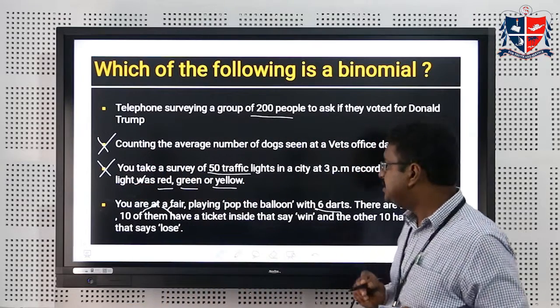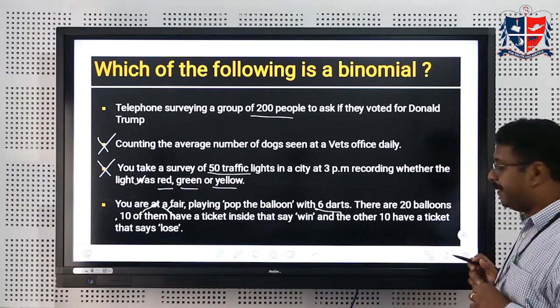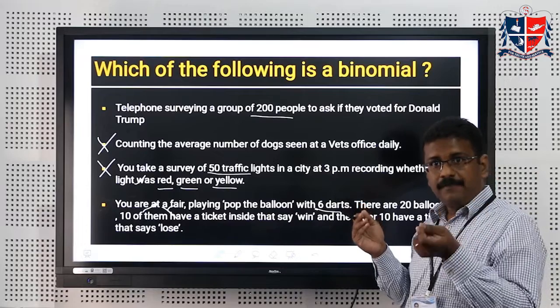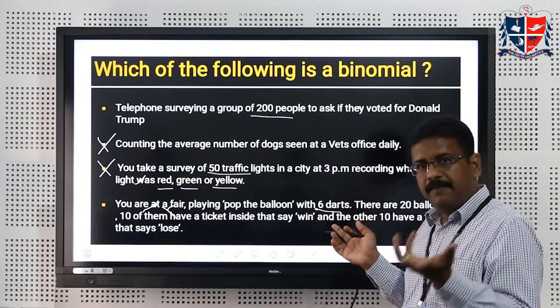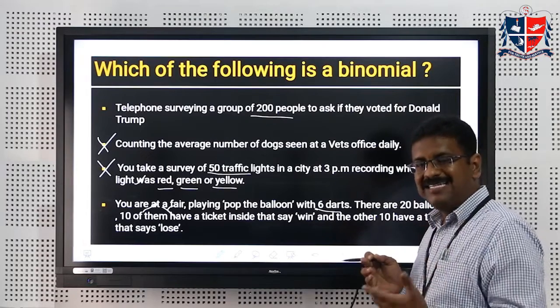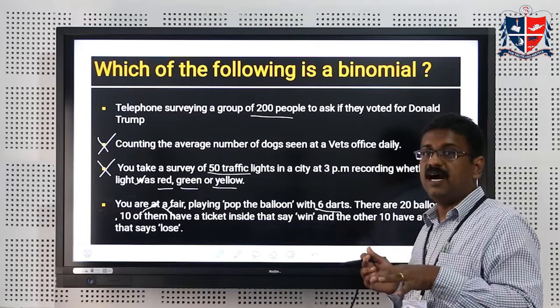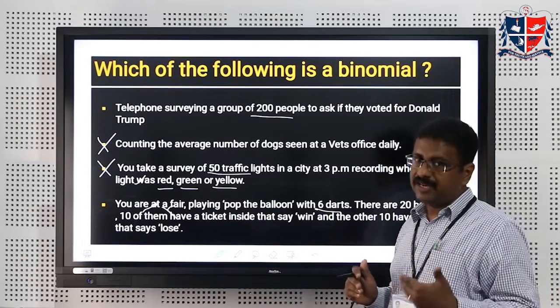The last one is, you are at a fair playing pop the balloon with 6 darts. When you pop the balloon with a dart, the balloon would burst and a ticket would fall out. The ticket could say win or lose. So again, you have 2 possible outcomes. So we will keep it for the next round.